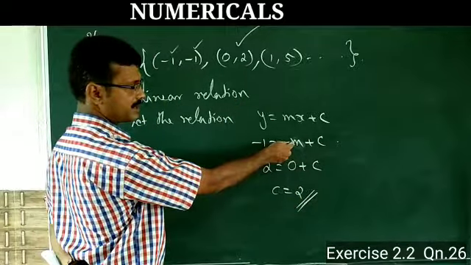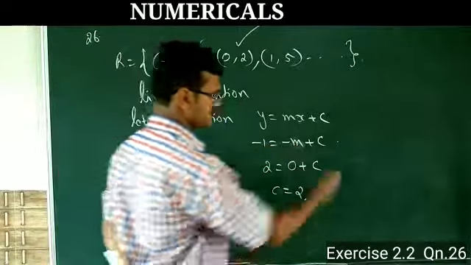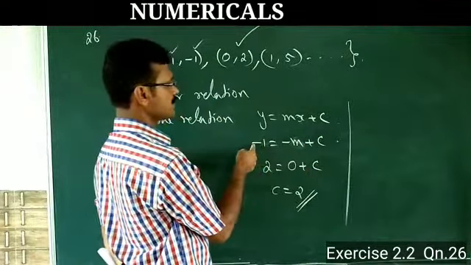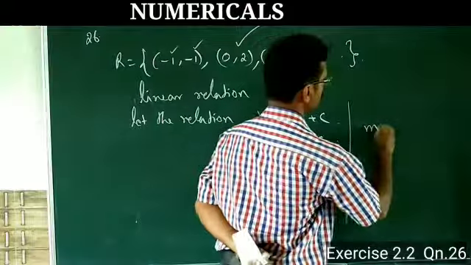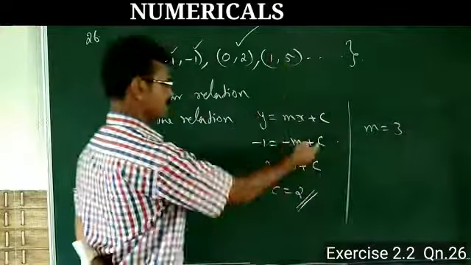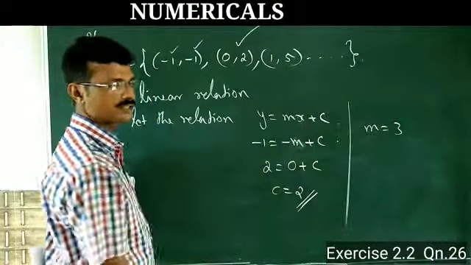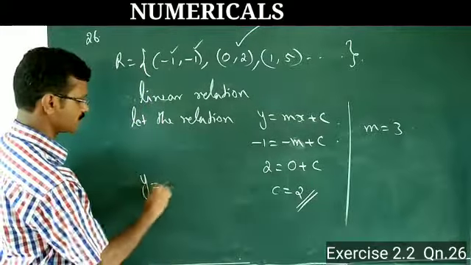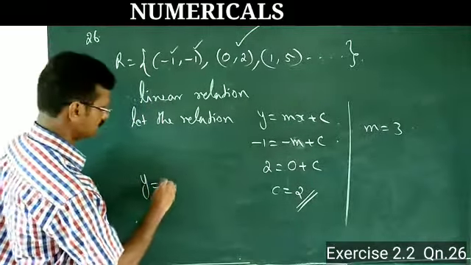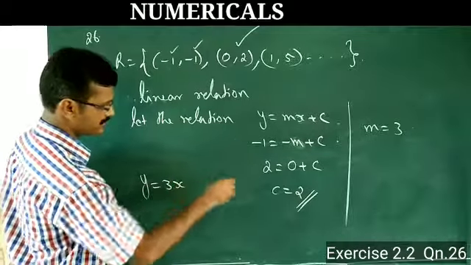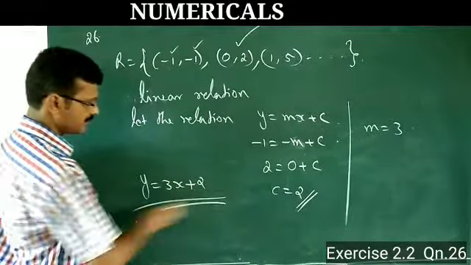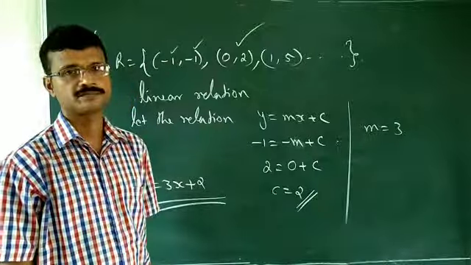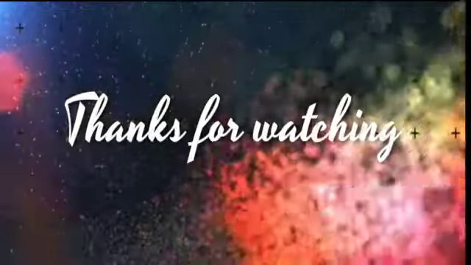C I will substitute here, then I will get the value of m. So c is 2, substituting 2 here, m is equal to 3. 2 minus 1 minus 2 minus 3, so it is plus 3. Therefore, the linear relation is y is equal to 3x plus 2. This is the linear relation. Okay, we'll stop here.